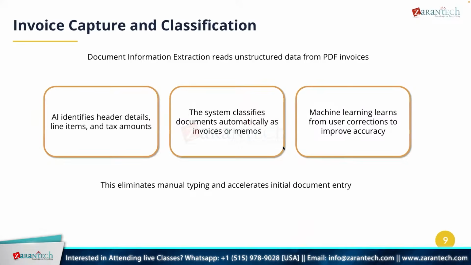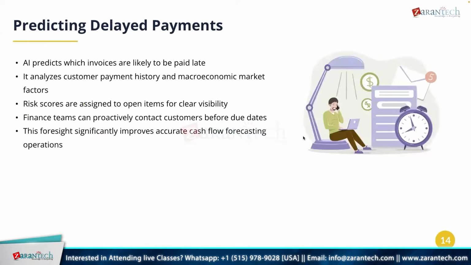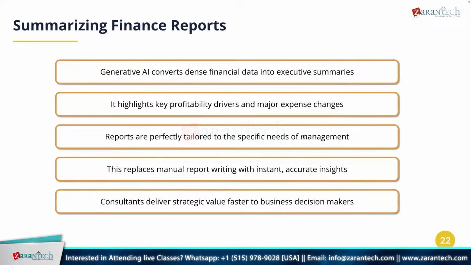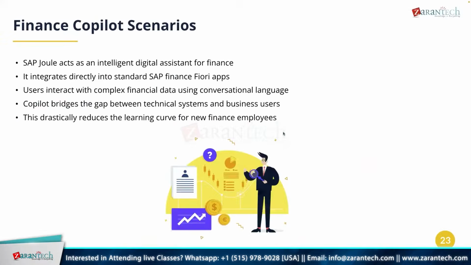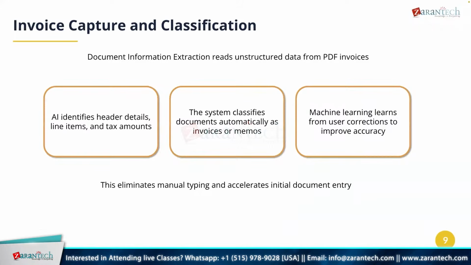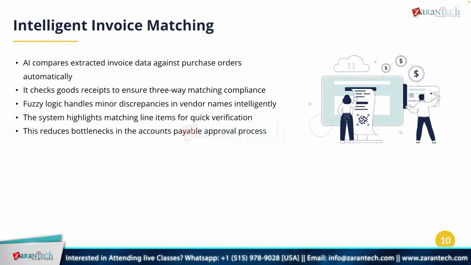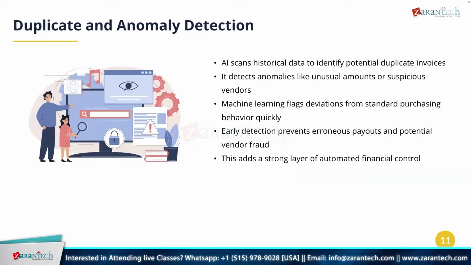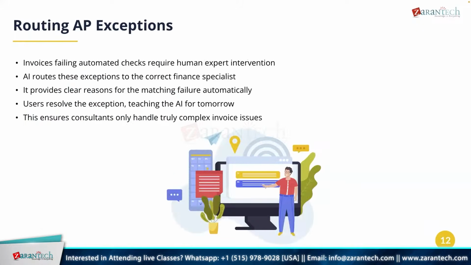When you go to the AR level also, we have a lot of expected things. I'm just going one by one here. Now we have seen invoice capture and classification, how it works. Then intelligent invoice matching is an application where it matches the invoice and does the process accordingly. Duplicate anomaly detection is also one such feature where it will scan the historical data, identify the duplicate invoice, and start anomaly detection, like unusual and suspicious vendors. The same happens with routing of AP exceptions also.